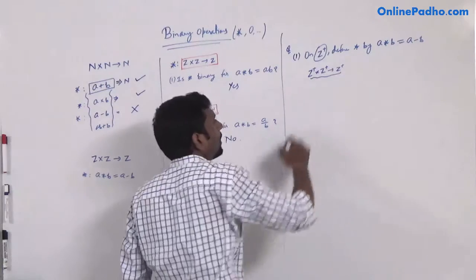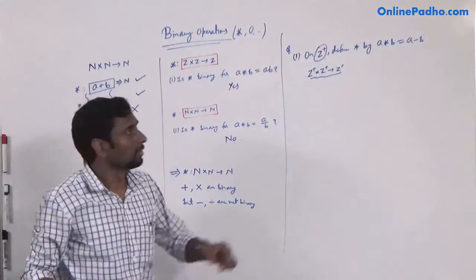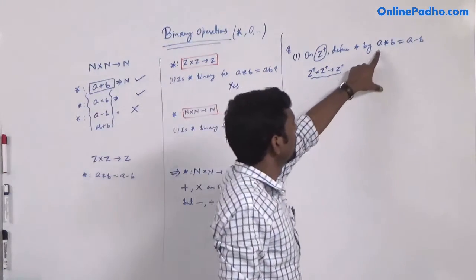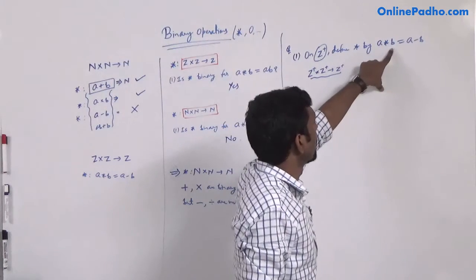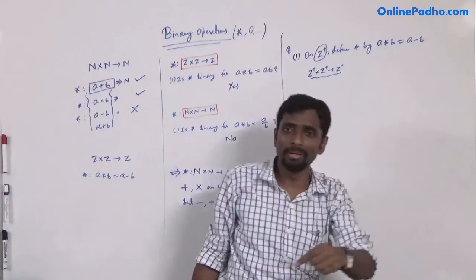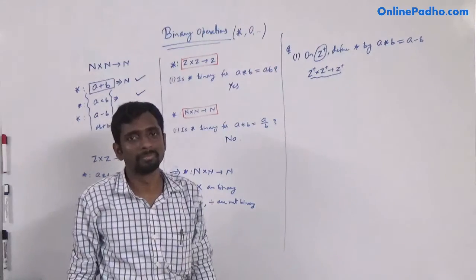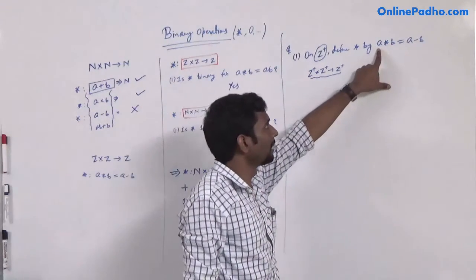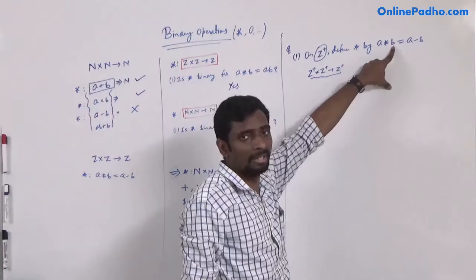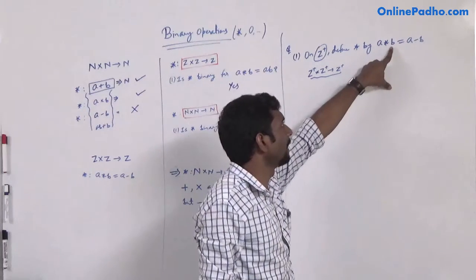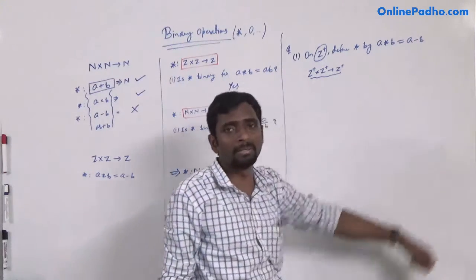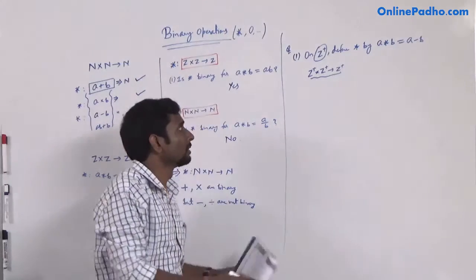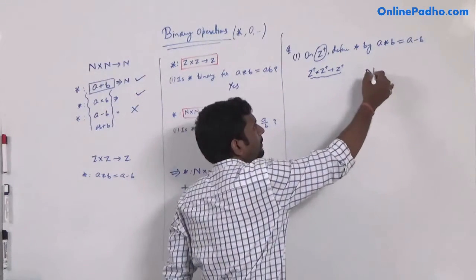Z plus means what? Positivity. So if we consider these two as positive integers, can we say that A minus B is also a positive integer? No. If you consider A is a positive integer 3 and B is a positive integer 5, then 3 star 5 is 3 minus 5, that is minus 2, which is not a positive integer. So star is not binary here.